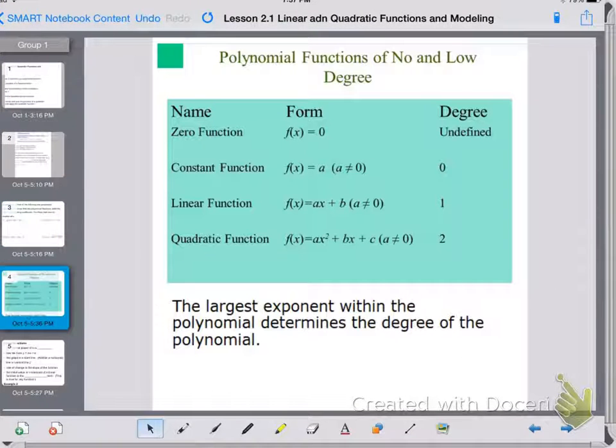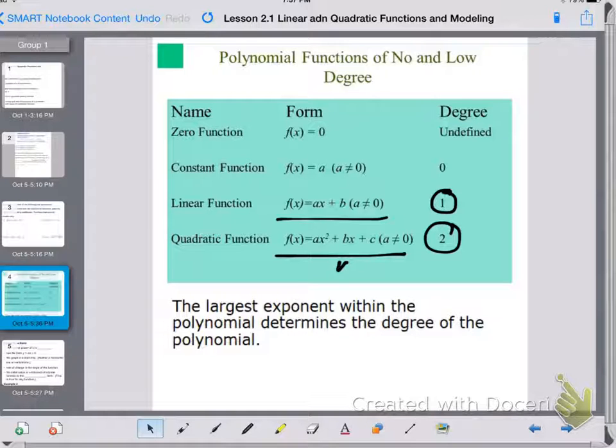Now, here's just the chart that we're focusing on, really this section on linear functions and quadratic functions. So linear functions, we have their degree 1, quadratic functions, degree 2. Here's the form. This should all be familiar. This is standard form for the quadratic here. We have slope-intercept for the linear function here.